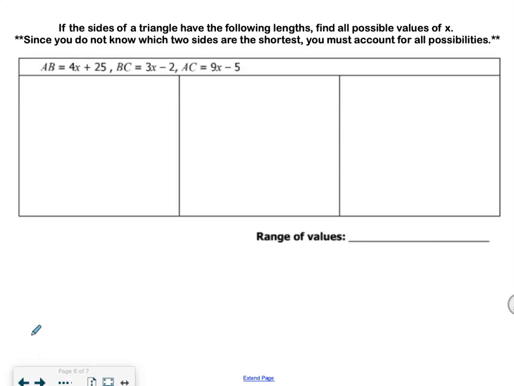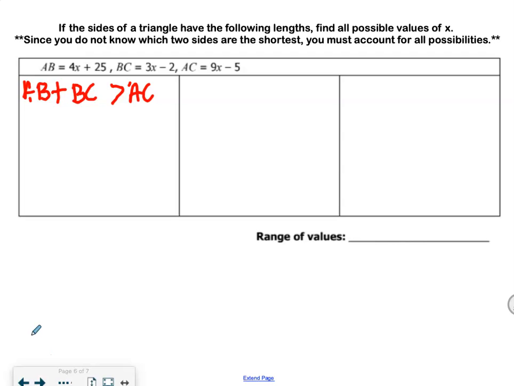Okay, last one. We are just given expressions for our three sides of our triangle. So we're not going to know which ones are the smaller or bigger ones, so we have to account for all possibilities. It's not very hard, it's just kind of tedious. Let's pretend AB and BC are our two smaller sides. What do they have to be greater than? AC. And now we just do the math.